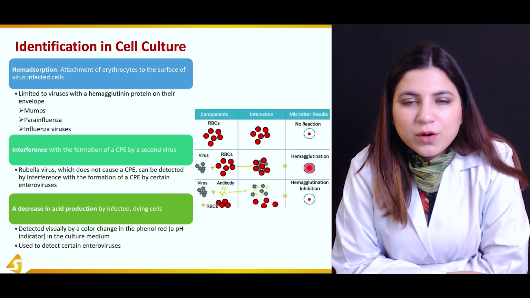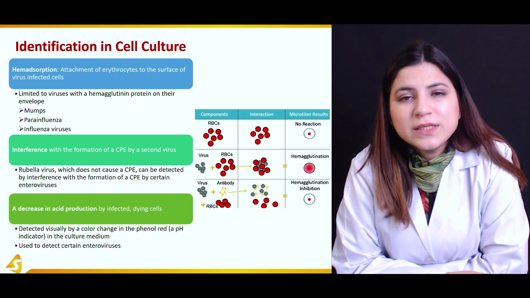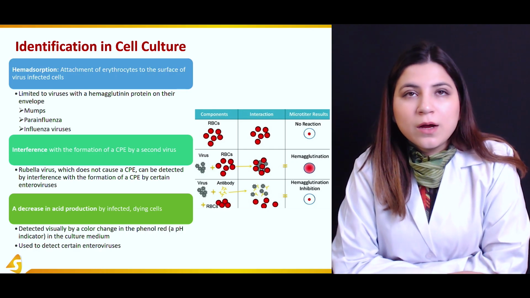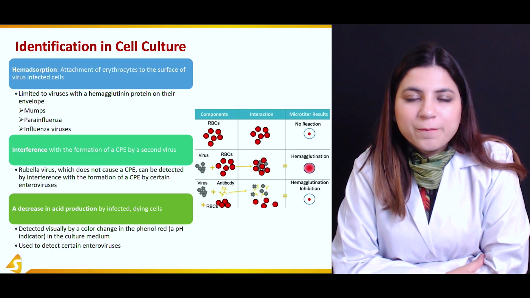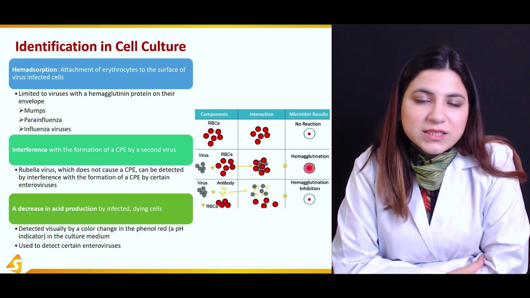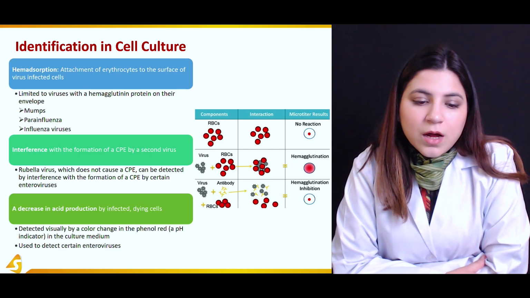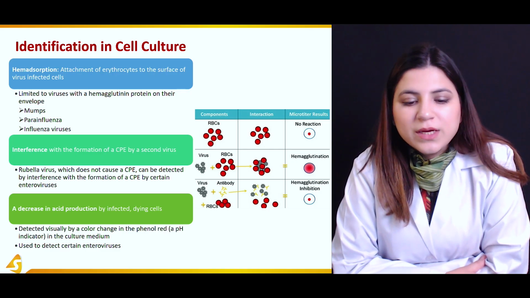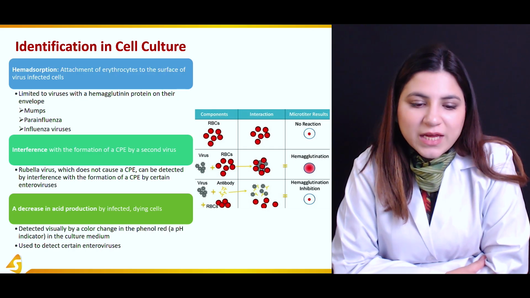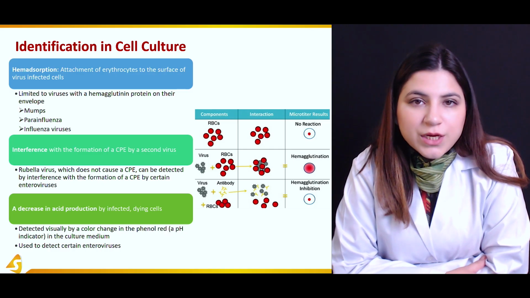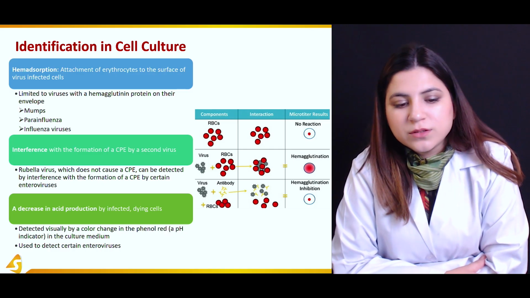Another type of cytopathic effect that can be seen is the decrease in acid production by the cells that are infected, or by the cells that are infected and are dying because of the infection. This can be detected visually by a change of color in the phenol red, which is a pH indicator in the culture medium, and this is mostly used to detect enteroviruses.